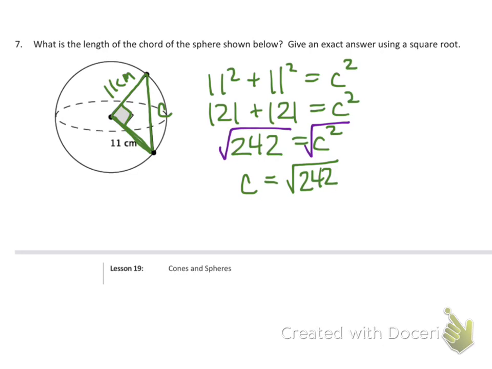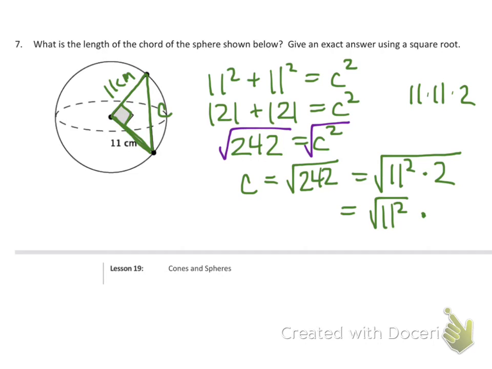Okay, so that is an exact answer using a square root, but I happen to know that this 242 can be simplified because I know that it's 11 times 11 times 2, because I took 11 squared and added it to 11 squared. So it factors to that. So this is equal to the square root of 11 squared times 2. So that's equal to the square root of 11 squared times the square root of 2.